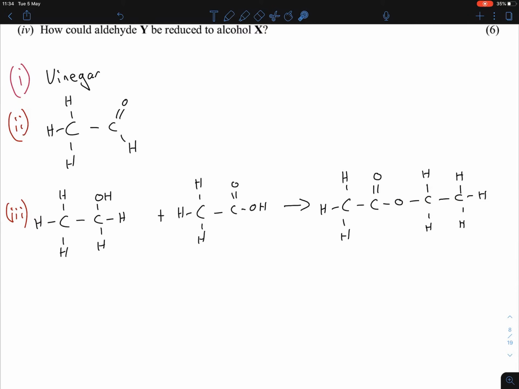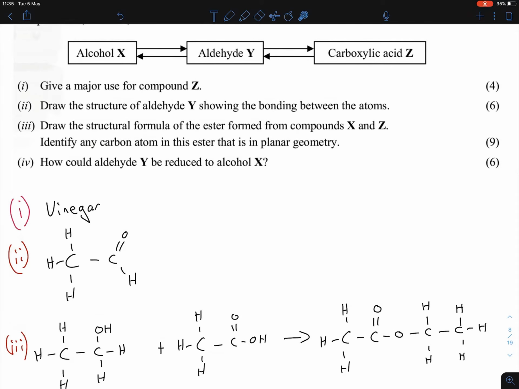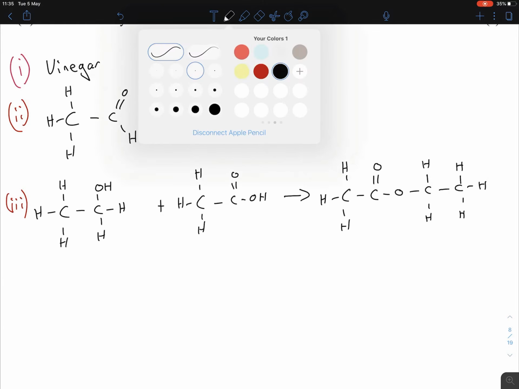Okay, in terms of how you get from this to this, there will be a video later on going into more detail on where each part is going and so forth. Now, you're also asked to identify any carbon atom in the ester that has planar geometry. Now, before we get into that, let's just name it. You're not actually asked to name it, but I'm going to name it anyhow just for practice.